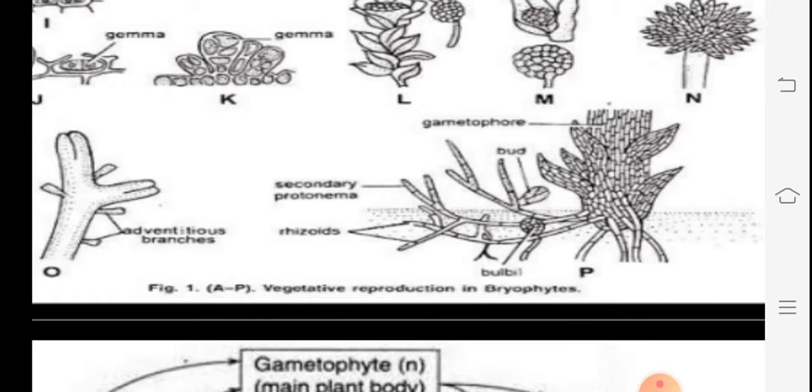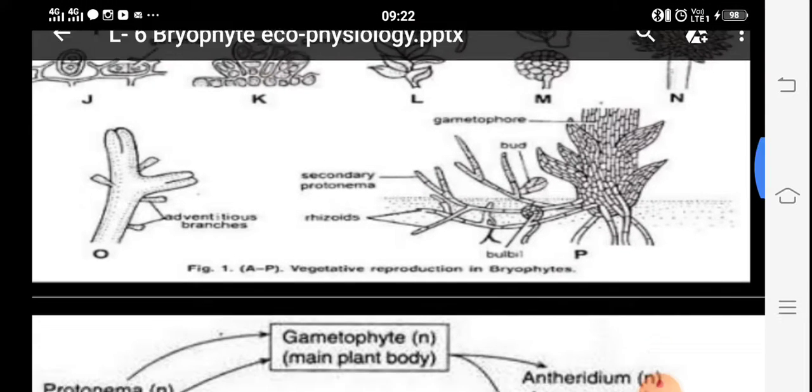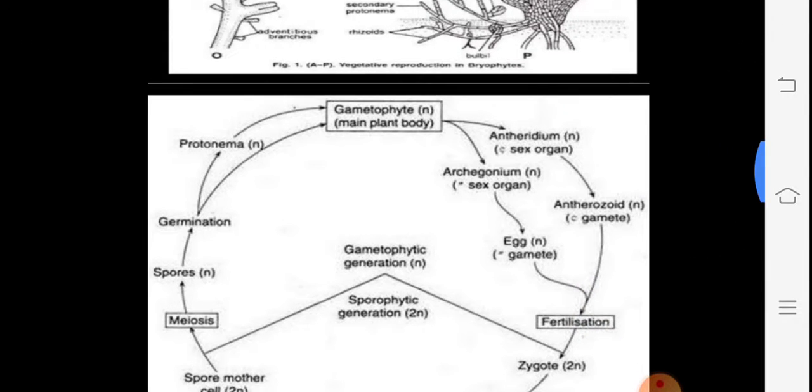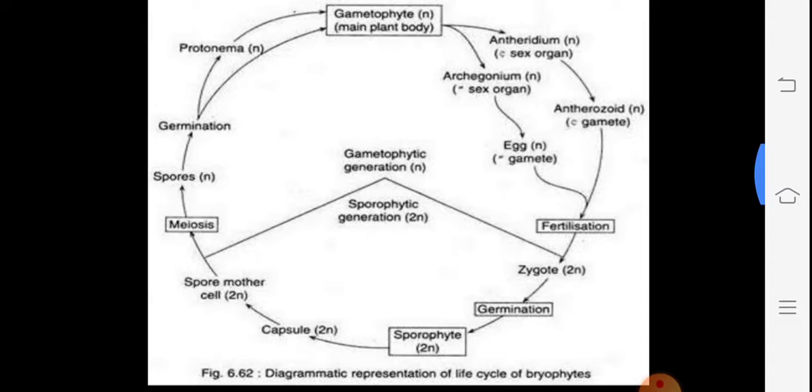Physiologically, there is a support of food material and certain environmental conditions, so we observe this type of condition. Then we highlight the life cycle pattern. It is generally heterologous or heterogamous. Gametophytes generally develop the antheridium and archegonium, male and female. The antheridium develops antherozoids, the archegonium develops the egg, then fertilization, and the zygote is diploid.